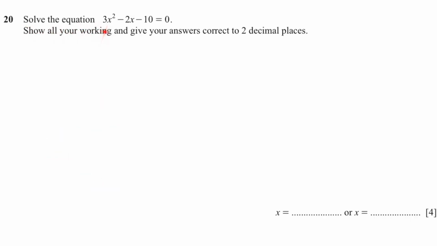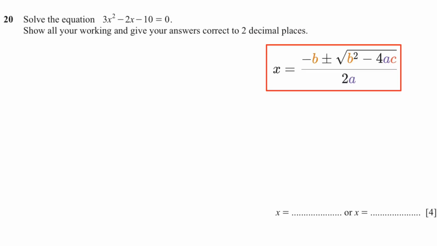Question number 20, solve the equation 3x squared minus 2x minus 10 is equal to 0. This is a quadratic equation, and whenever they say give your answers correct to 2 decimal places, you can either solve it by completing the square or by using the quadratic formula. This tells us that it cannot be factorized. Let's solve it by using the quadratic formula. This is your quadratic formula. From the equation, what is your A? A is 3, B is negative 2, and C is negative 10.